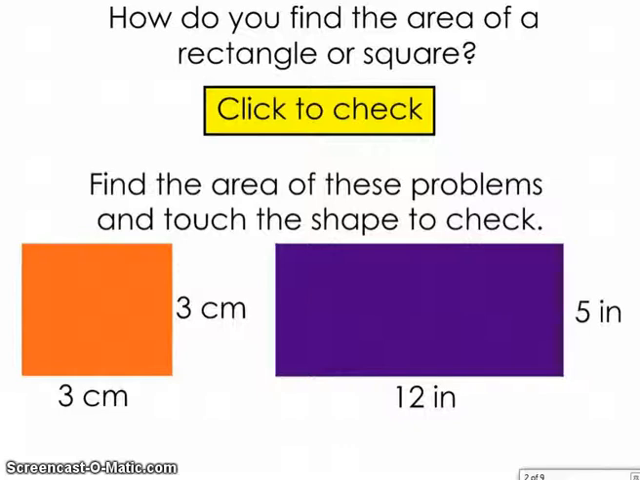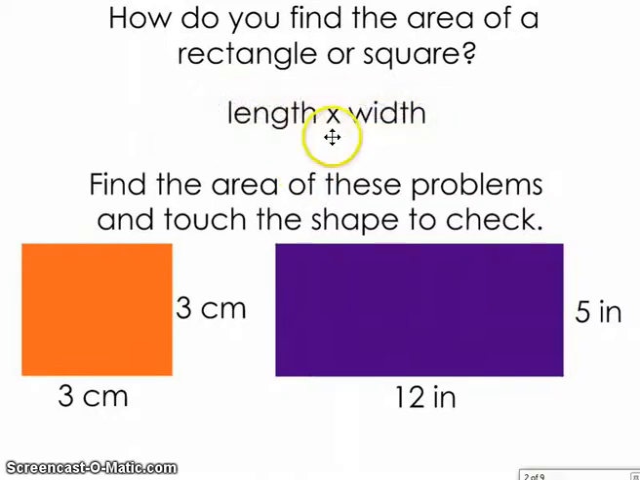How do you find the area of a rectangle or a square? Find the area of these problems and touch the shape to check. So, to find the area, we usually do length times width, right? Now, if we go down to our square, we have 3 centimeters by 3 centimeters. So if we multiply 3 times 3, we get 9, and we have to end our area in centimeters squared. So we have 9 centimeters squared.